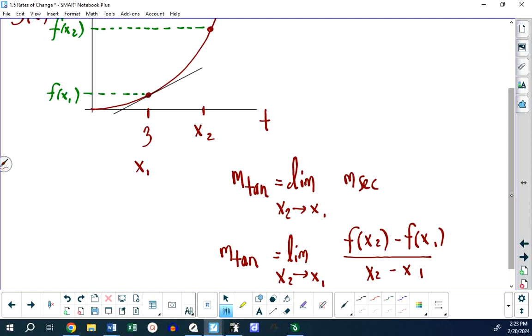And I hope it's not lost on you that this is the limit as x2 approaches x1 to find the instantaneous rate of change. But, and I really don't think you should highlight or do anything here, this is what we're using for the average rate of change. That's what we're using for the previous one.